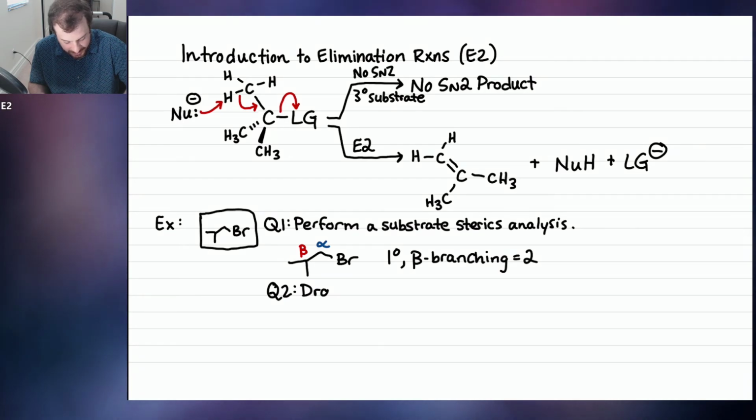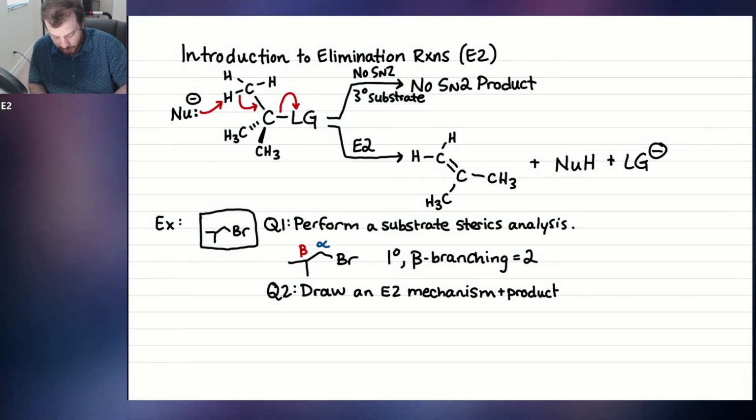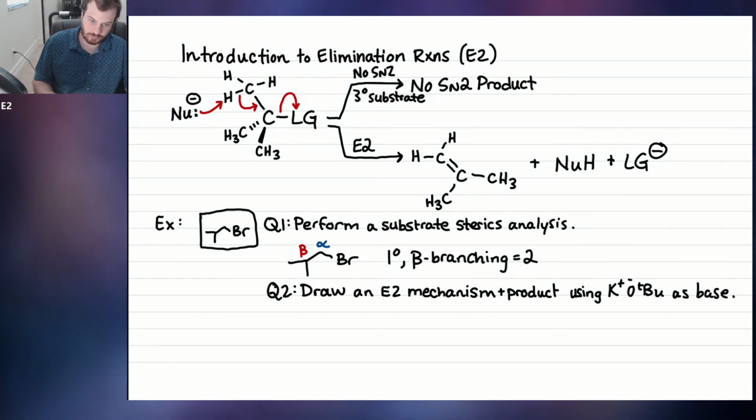Draw an E2 mechanism and product. Draw the product using potassium tert butoxide as base. Okay, again, I'll draw the substrate, and I'll draw the base, which is potassium tert butoxide, which looks like this.